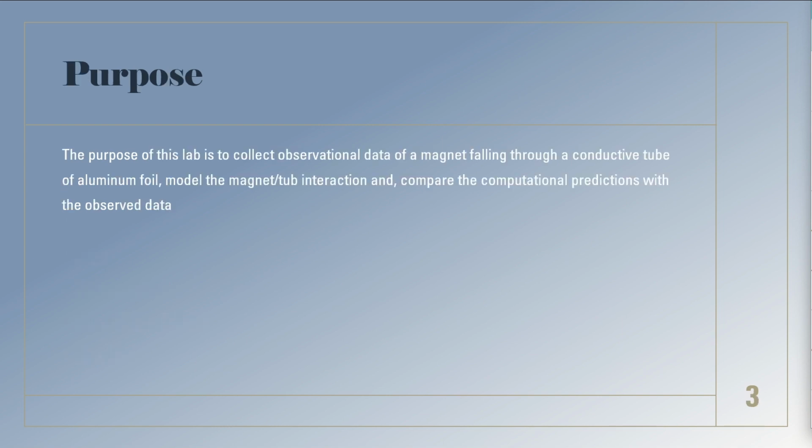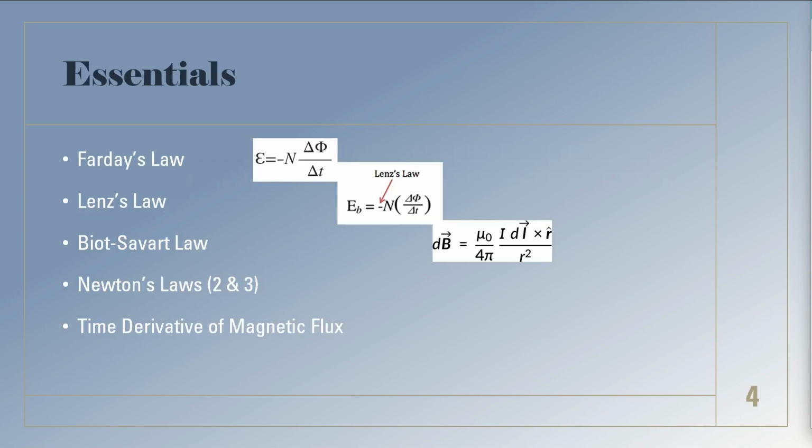The purpose of this lab is to collect observational data of a magnet falling through a conductive tube of aluminum foil, model the magnet/tube interaction, and compare the computational predictions with the observed data. The essential formulas we are going to need are Faraday's law, Lenz's law, Biot-Savart law, Newton's second and third laws, and the time derivative of magnetic flux. Also, we will need Ohm's law and loop magnetic force.